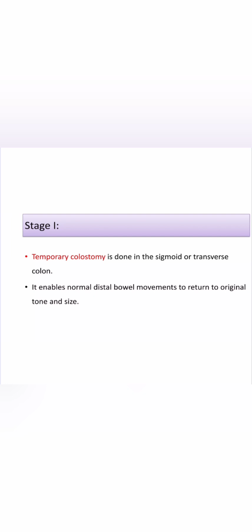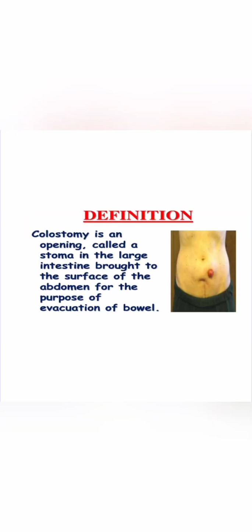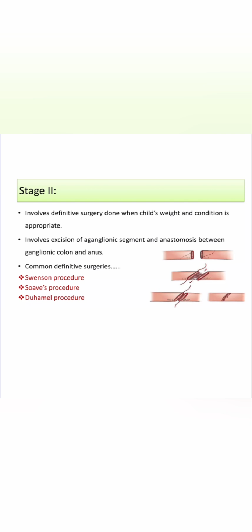There are 2 stages. One is the temporary colostomy. It is done in the sigmoid and transverse colon. It enables the normal distal bowel to return to its original tone and size. So we have to know what is meant by colostomy. A colostomy is an opening called a stoma in the large intestine, brought to the surface of the abdomen for the purpose of evacuation of the bowel. As the picture shows, the stoma is opened on the surface of the abdomen.